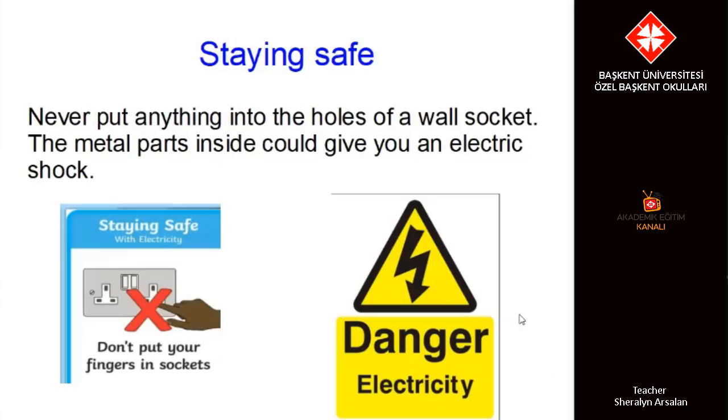Never put anything into the holes of a wall socket. The metal parts inside could give you an electric shock. So make sure you never put your fingers in a plug socket because electricity is dangerous.